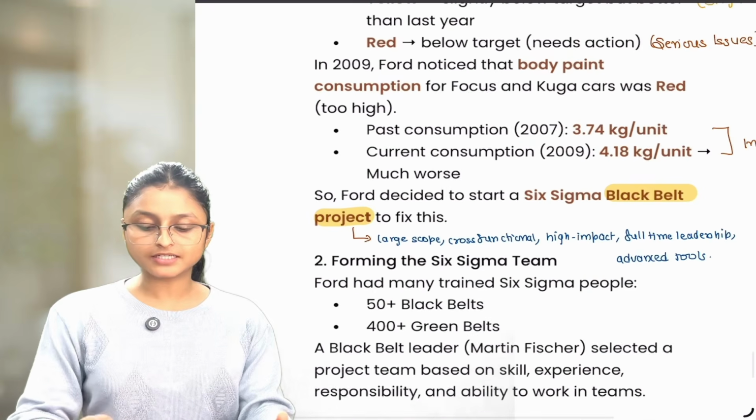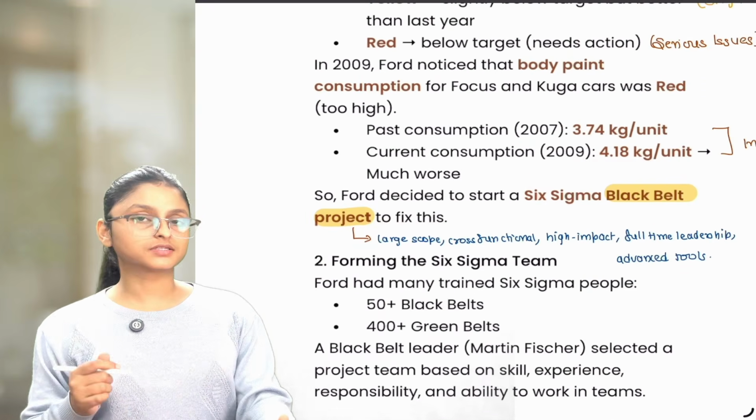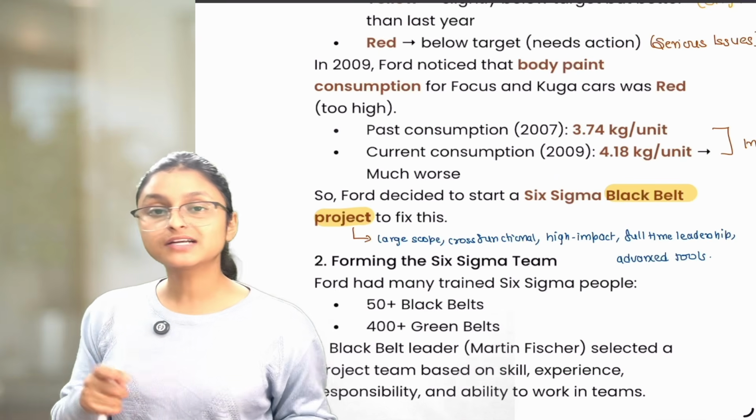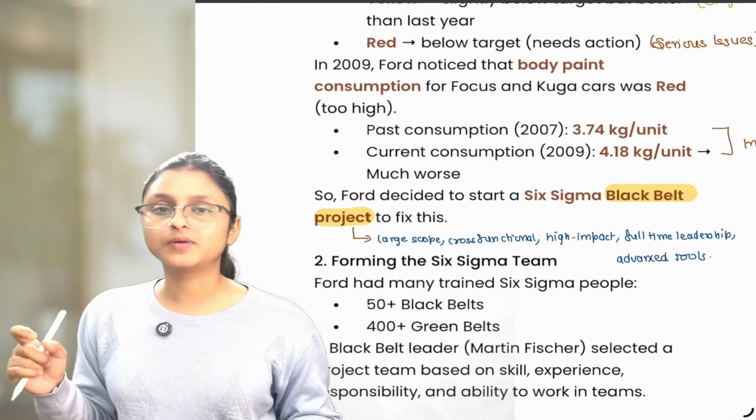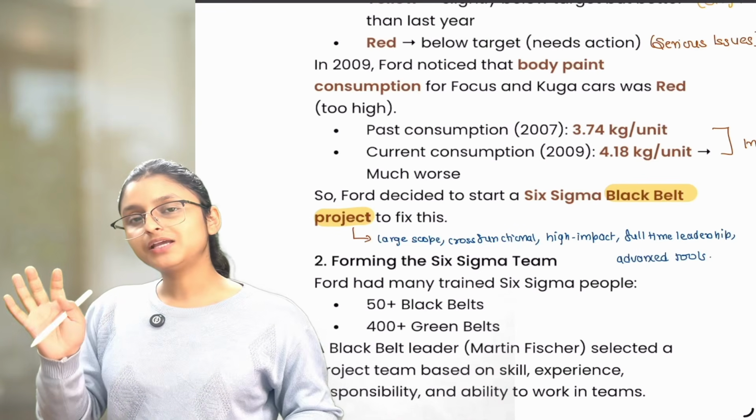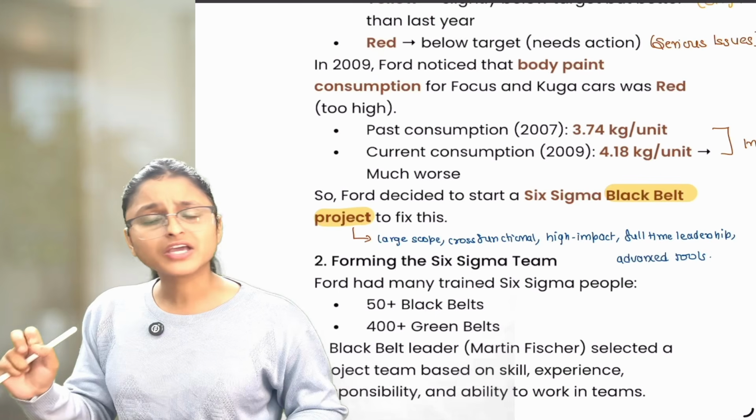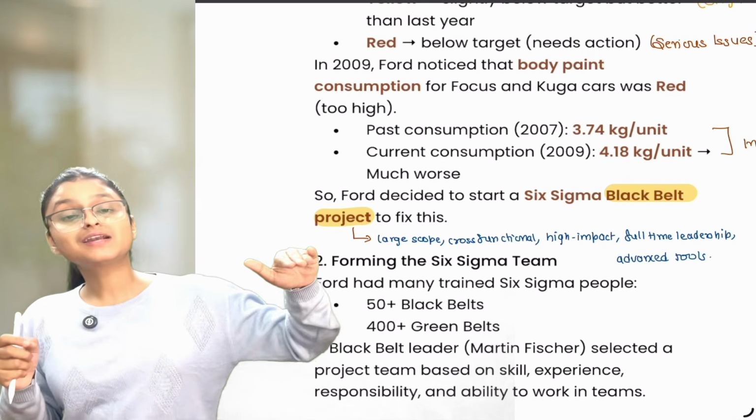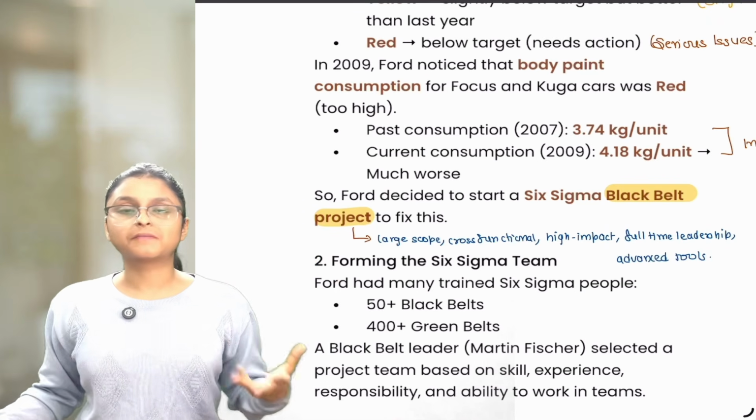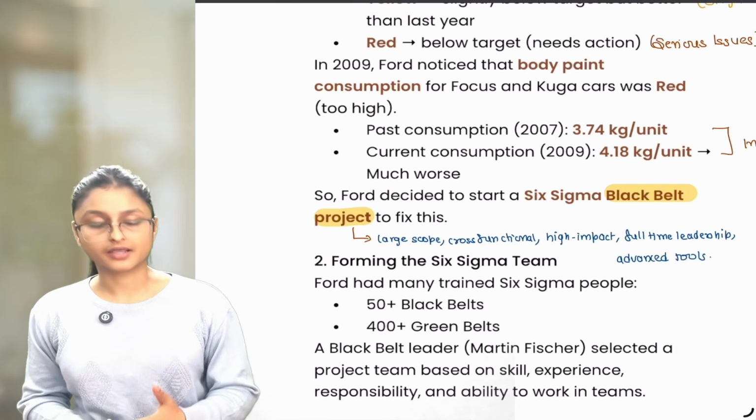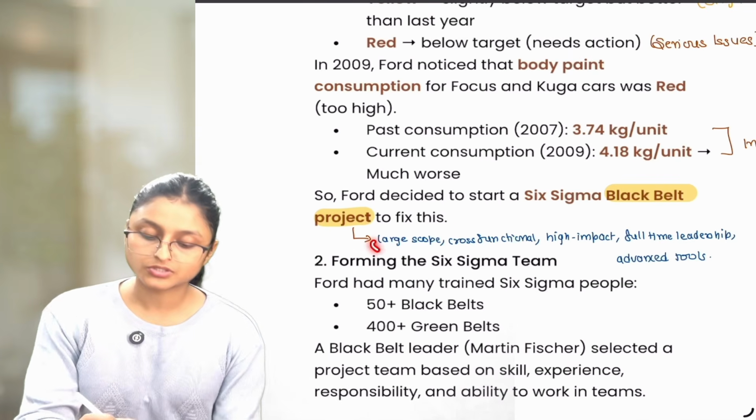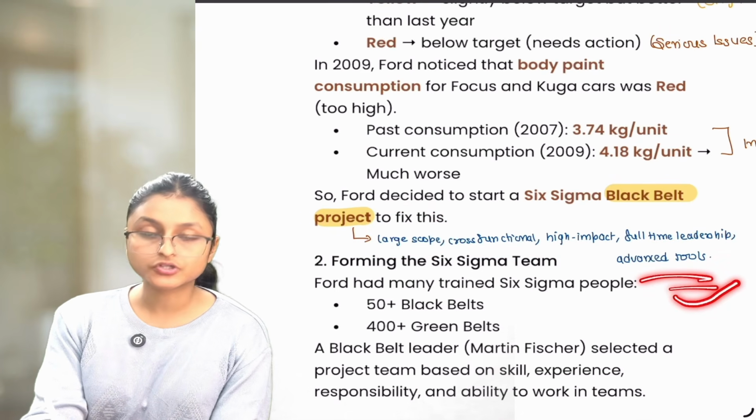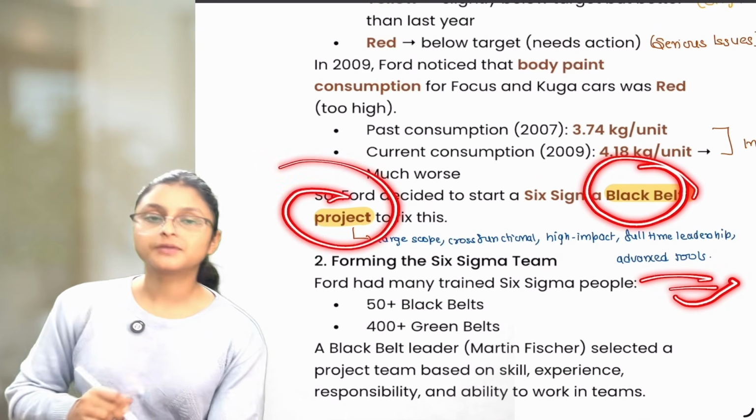Next. So Ford decided to start a Six Sigma black belt project to fix this. Now, the project can be of three types in the organization: Six Sigma black belt project, green belt project, and yellow belt project. Yellow belt project is mainly where yellow belt people will be involved. Very small improvement is required. Green belt, a little more improvement is required. Black belt project, where a huge impact and a lot of improvement is required. So it was a large scope, cross-functional, high impact, full-time leadership job, and advanced tools were to be used for solving this. Hence, we used a black belt project to fix this.